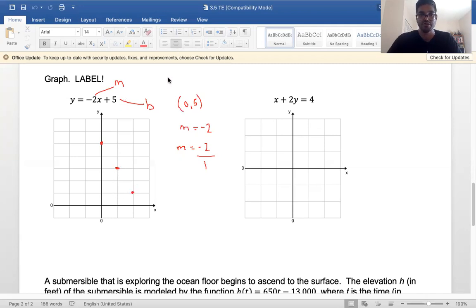Once you get a couple points, you can put a line in here. Make sure you put arrows on the lines because these go on forever. You can label some points here. This is your y-intercept at (0, 5). We got a point here, what is that? (1, 3). You can label some more if you want to.